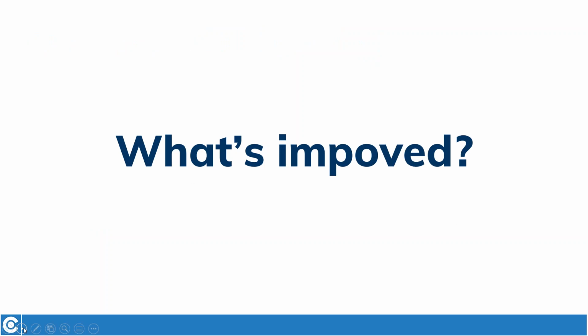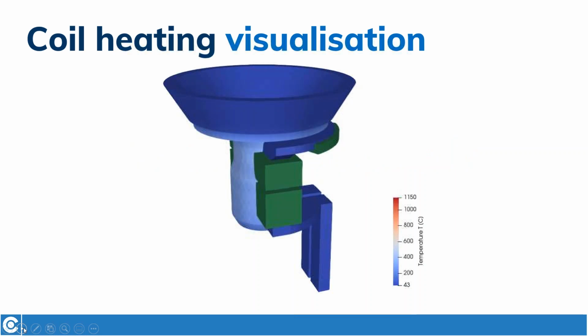In CENOS version 2.5, we have also improved some of our existing functions. In this version, we have improved the inductor result visualization. If previously, when inductor heating was calculated, you needed to manually visualize the temperature distribution in the inductor, then now it is being done automatically, meaning that you will see the temperature in the inductor as soon as the results are presented.